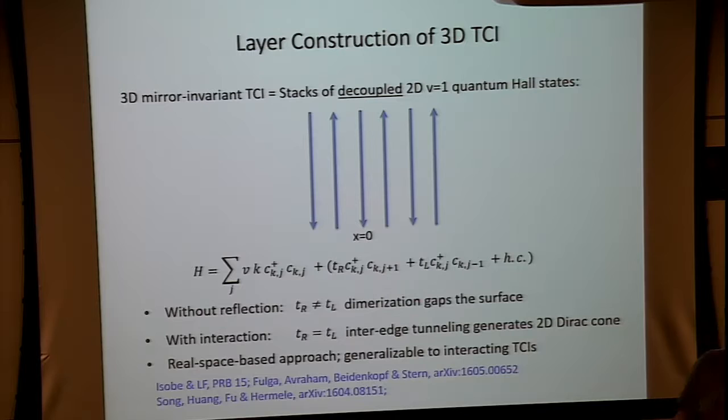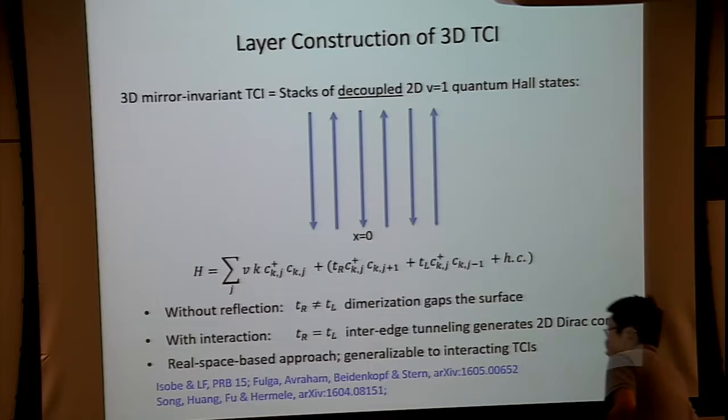Oh, sorry? No, it should be staggered. There should be minus 1 to the j. So let me, yeah. So this is the edge of the quantum Hall state. Each line is the edge of the planes, which extend this way, and we are looking in this direction. So each line represents the edge of the quantum Hall state. And the first term should be this.